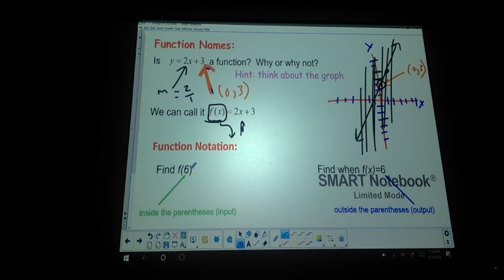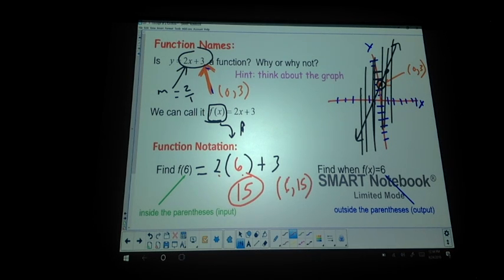But then they say, hey, we want to know what the function at 6 is. Well, if my original function is 2x plus 3, if I want to find the function at 6, I'm going to replace the x with 6. Now I'll do my math operation. 2 times 6 is 12. 12 plus 3 is 15. So this would yield me a point, 6 comma 15, if I wanted to plot it. But my answer that I'm truly looking for on this one is just 15.